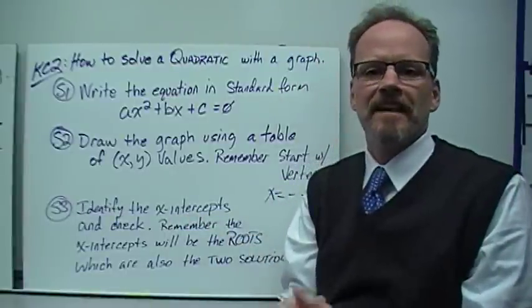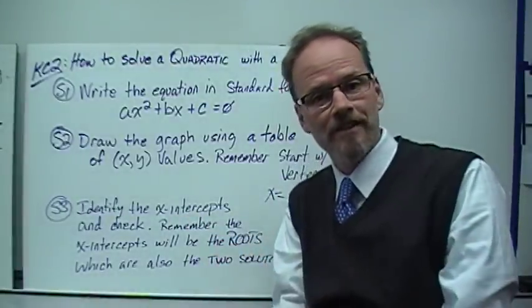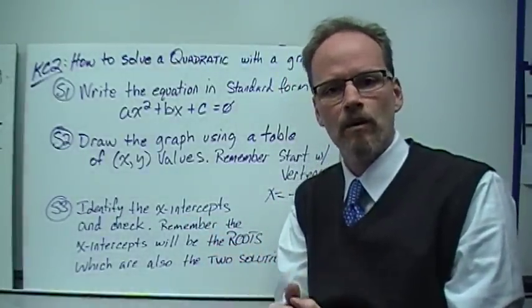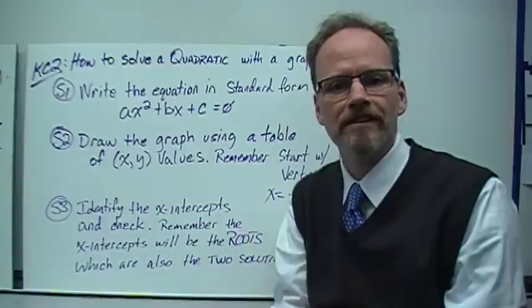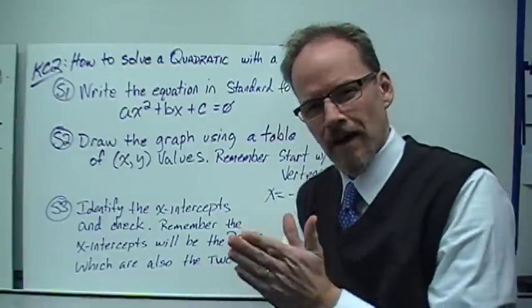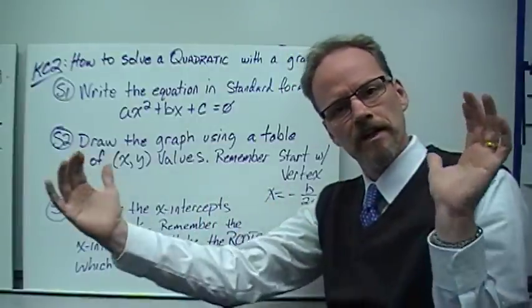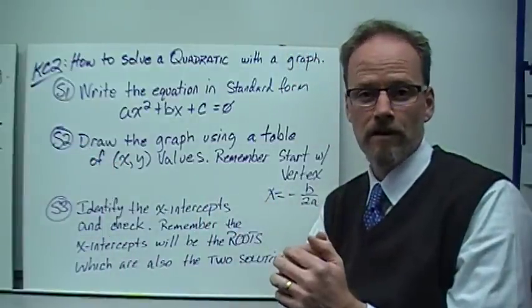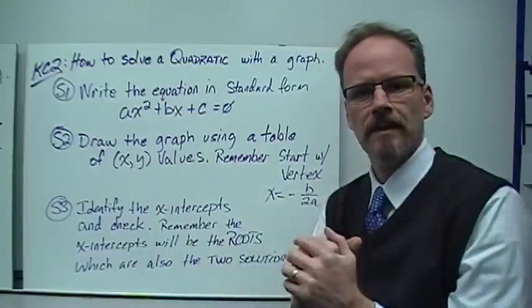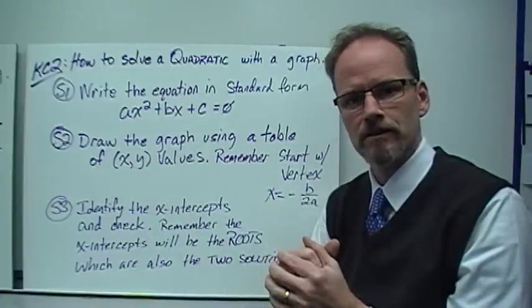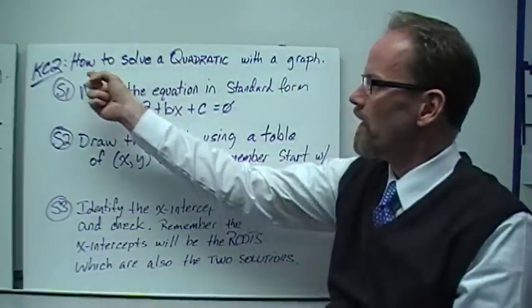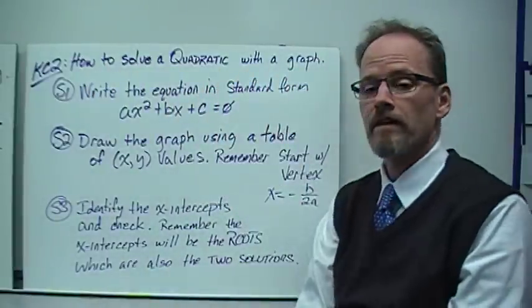That one we just did is the nicest way to go. When they give us the graph already, our work is like 80% done. But what if it's not? Here are the steps to do it if all you get is the big long quadratic and you're going to use a graph to find the x-intercepts and then check your solution. Key concepts: how to solve a quadratic with a graph.